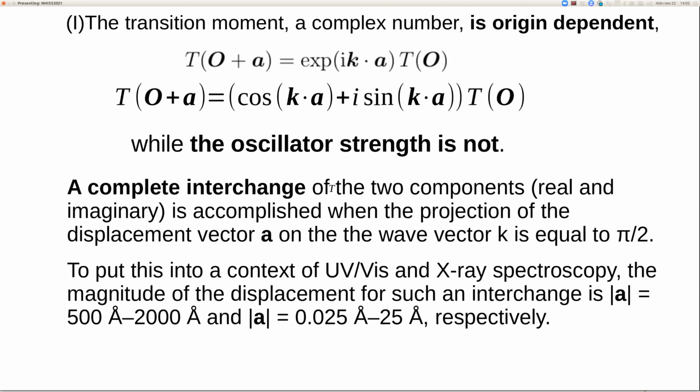Now, what does that translate to? It translates to, like in UV, a displacement would have to be 500 to 2000 angstroms. No big deal. Whereas if we're doing X-ray spectroscopy, moving the origin about just as little as 0.025 angstrom could make the real and imaginary component of the transition moment change place.